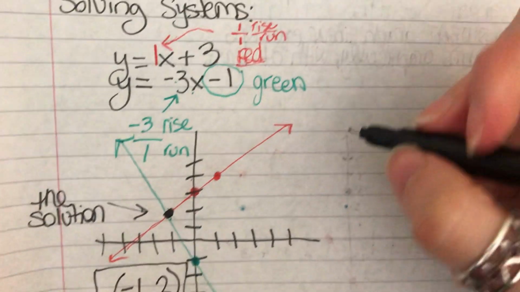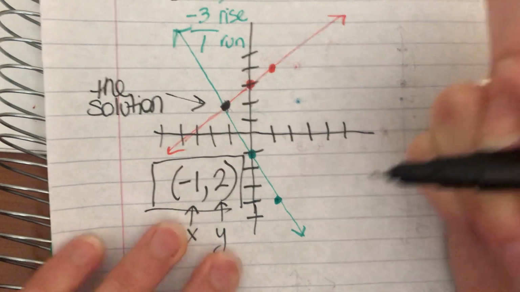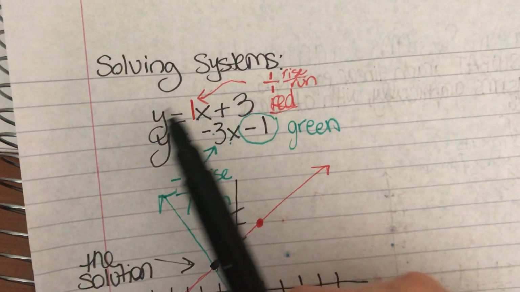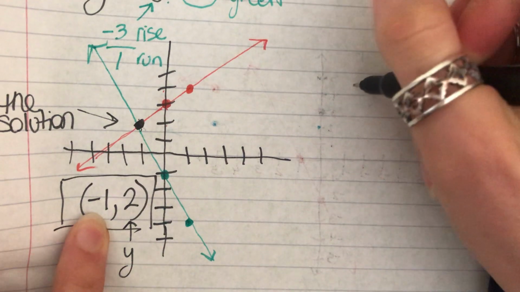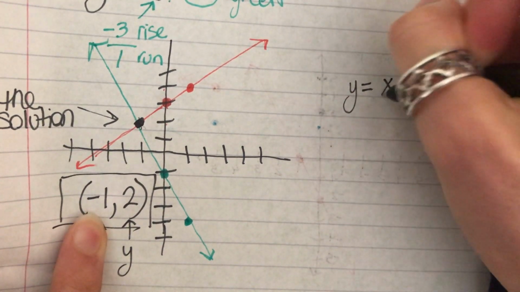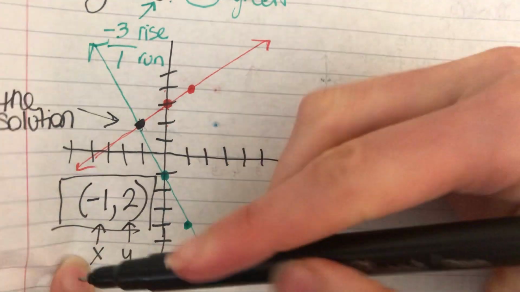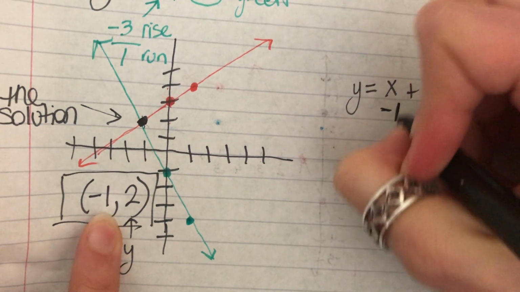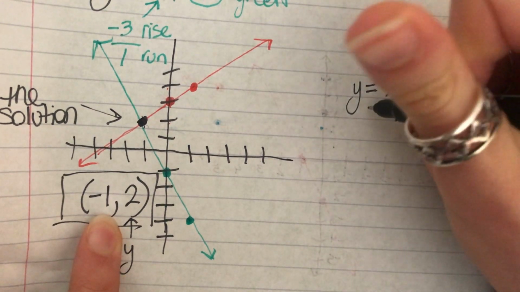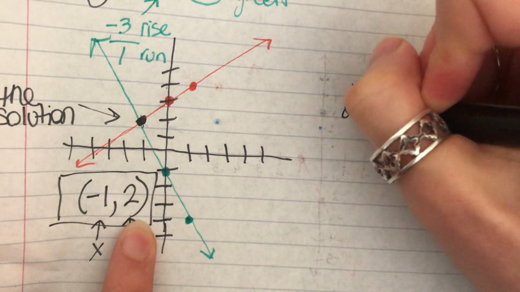Right there. Now, how could we check this? We know that the first number in an ordered pair is x, and the second number is y. What I can do is I can substitute the x and y into my original equations and see if they're both true. So my first equation, I'm just going to rewrite it. It was simply y is equal to x plus 3. Okay, so let's go ahead and substitute in. Again, x was -1, so I'll put that where the x is. And what was y? Y we said was going to be 2. So I'll put that where the y is.